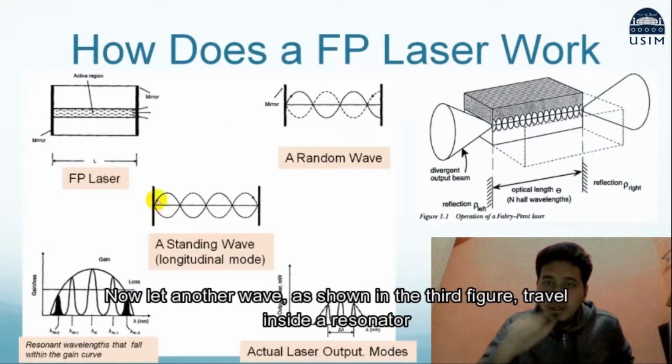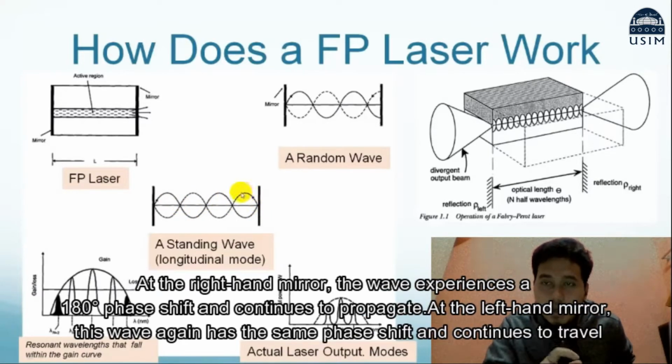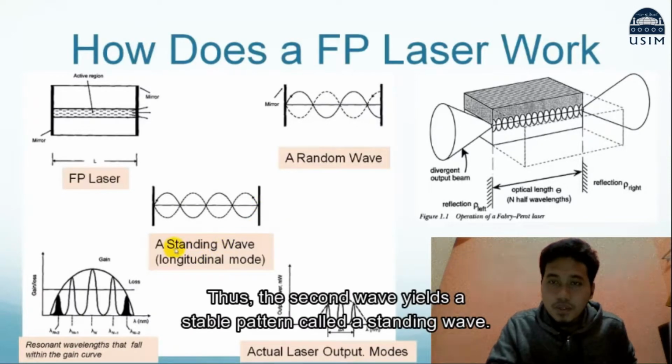Now let another wave, as shown in the third figure, travel inside a resonator. At the right hand mirror, the wave experiences a 180-degree phase shift and continues to propagate. At the left hand mirror, this wave again has the same phase shift and continues to travel. Thus the second wave yields a stable pattern called a standing wave.